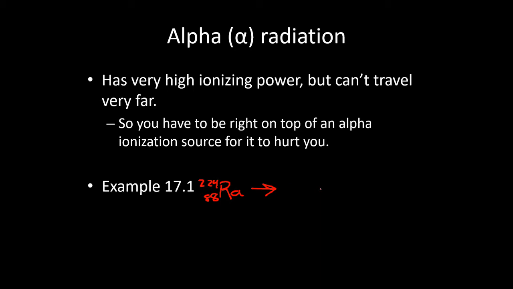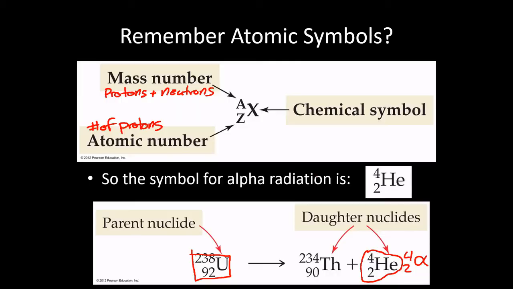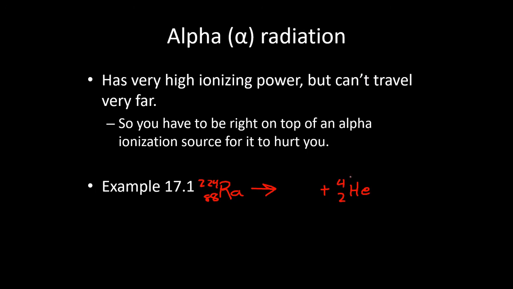And so because we know that we're undergoing alpha decay, we also know that one of our daughter nuclides, as they're called, the things that are produced here, is going to be the helium-4, 2, which is the helium nucleus. So to find that third one, we can just use the law of conservation of mass.